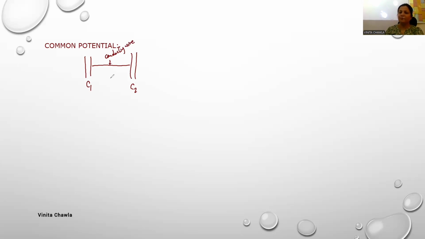Then charge flows from the capacitor which is at higher potential to the capacitor which is at lower potential. Initially these two capacitors were at different potentials. Let's say that C1 was at potential V1 and C2 was at potential V2. After connecting these two capacitors through a conducting wire, charge will flow from the capacitor at higher potential to the capacitor at lower potential.